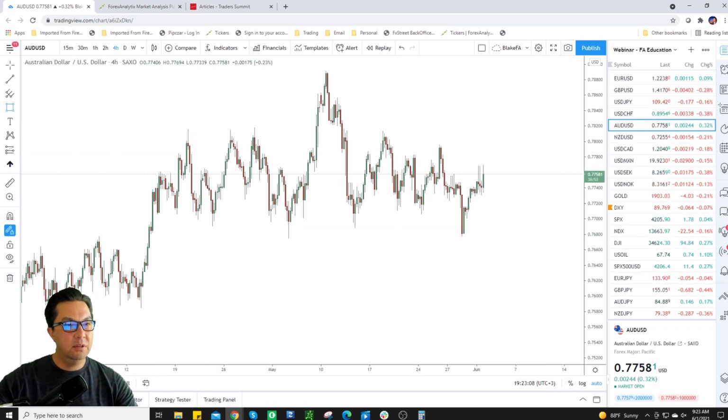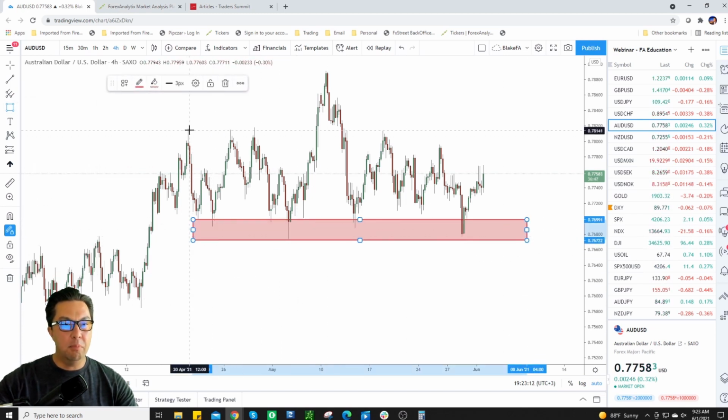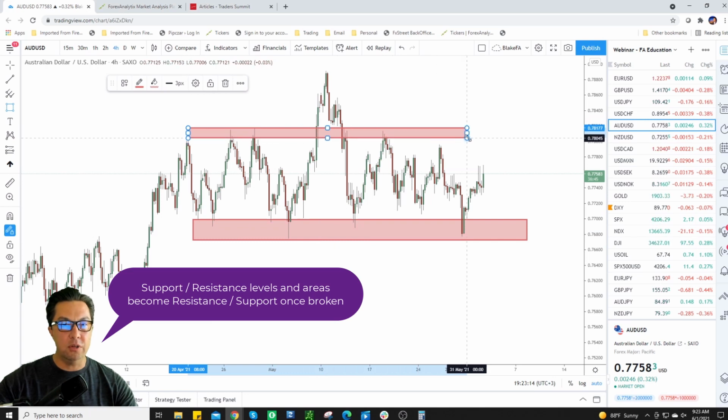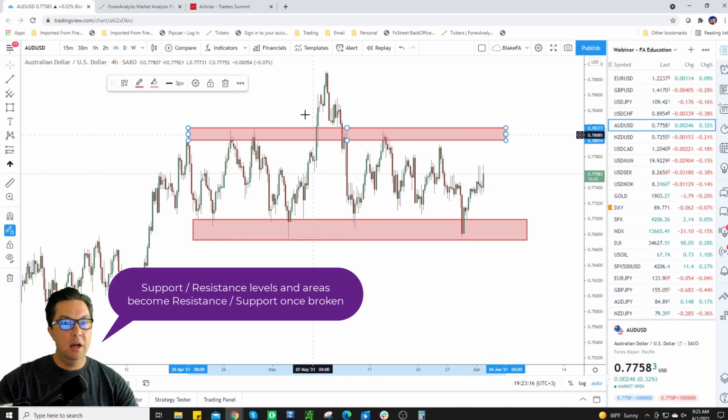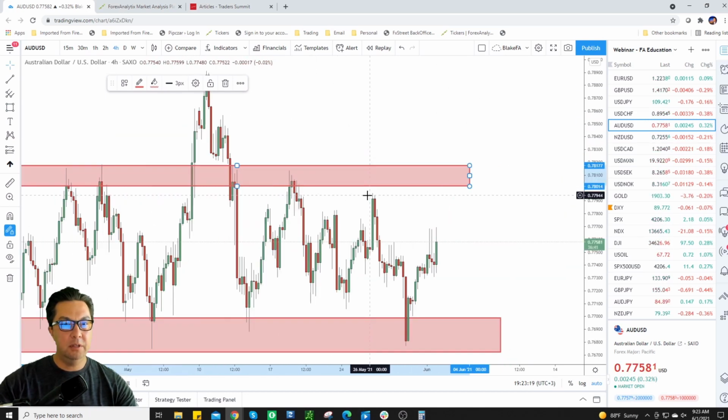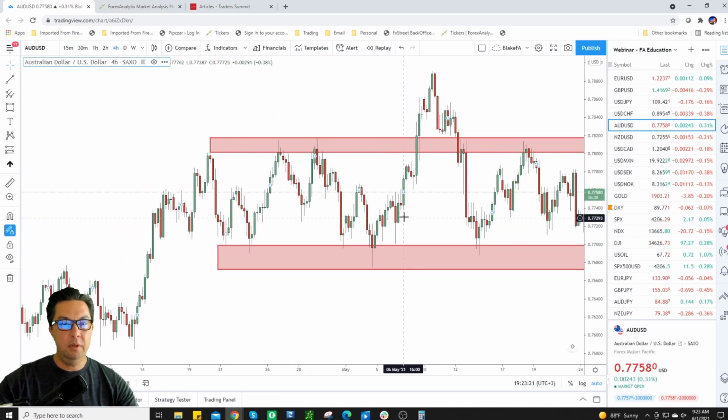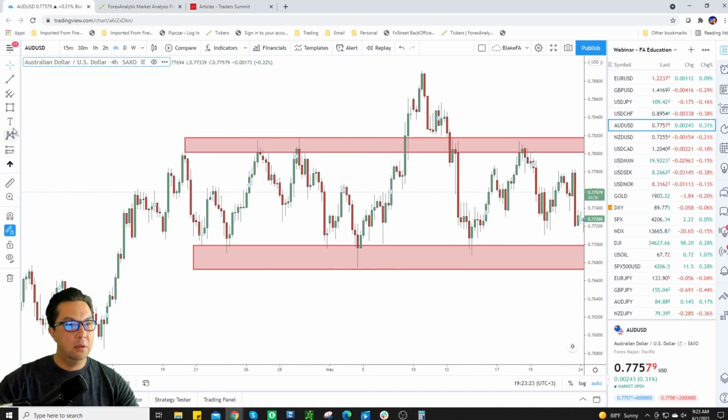Now, one last concept I want to bring to your attention, or teach you really quick today, is this. Support and resistance, once you find them, once they're broken, those roles are reversed. So, a good example would be right here. Now, let's zoom in a little bit. Let me explain that concept to you.